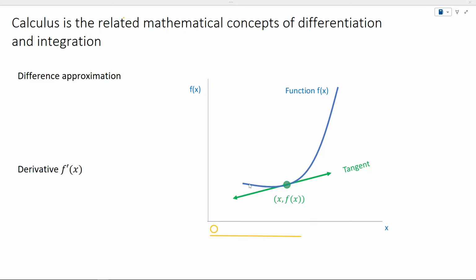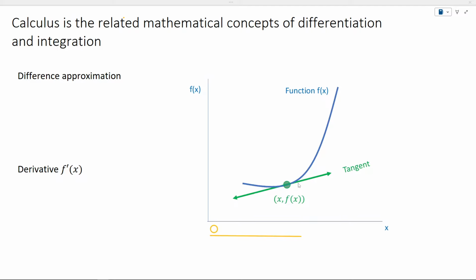And you see this function here is decreasing, decreasing, decreasing, and then here it is increasing, increasing, increasing. So the rate of how this function is increasing or decreasing at each point, we call this the slope.